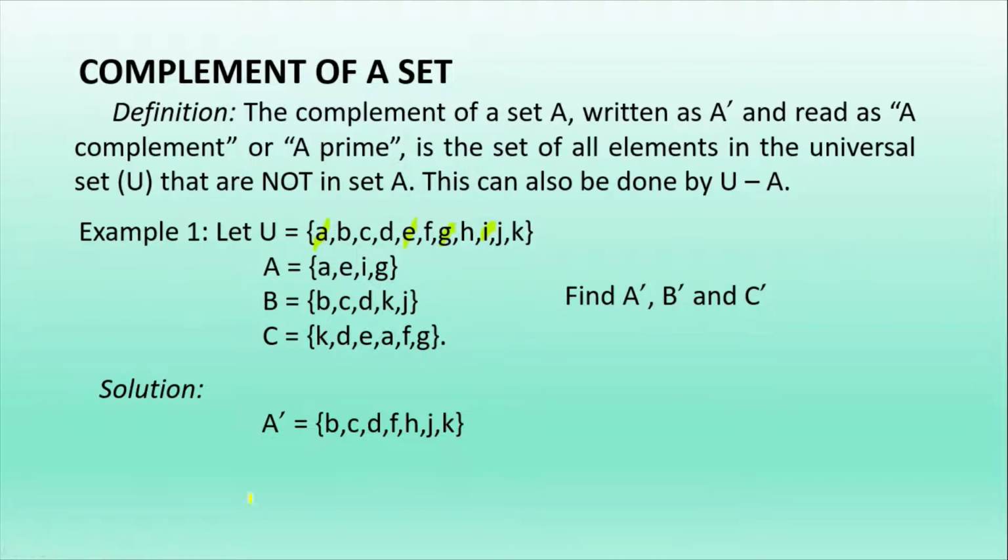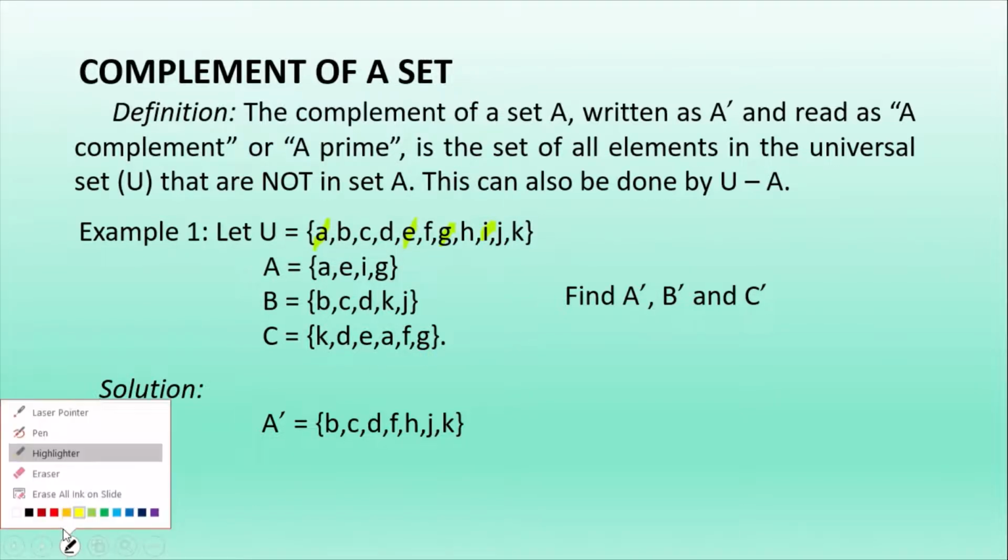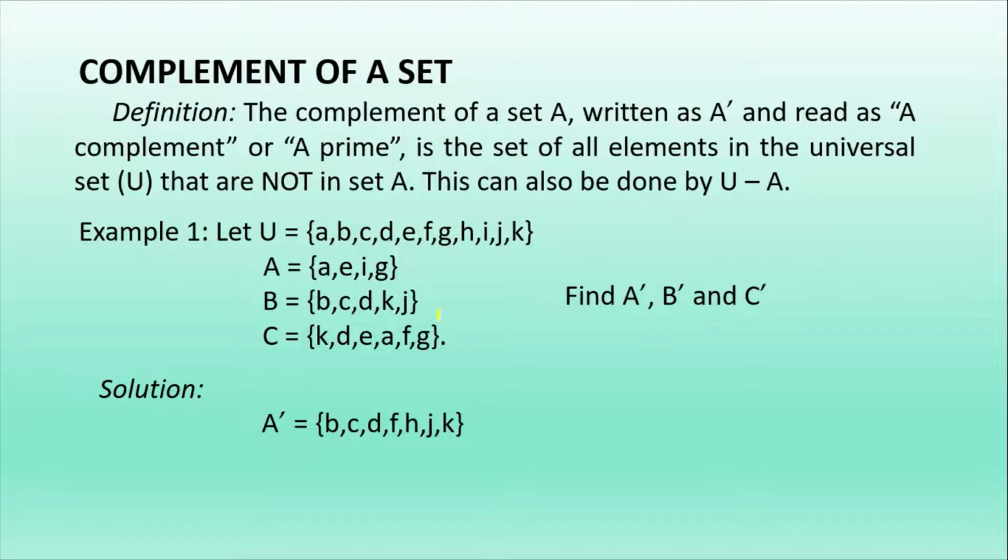Okay? Next, how about if we have B complement? B complement, same process lang, burahin lang yung magkaparehas. B, C, D, yung K natin, and also J. So, the elements being left in the universal set are A, E, F, G, H, and I. So, that's the complement of B.